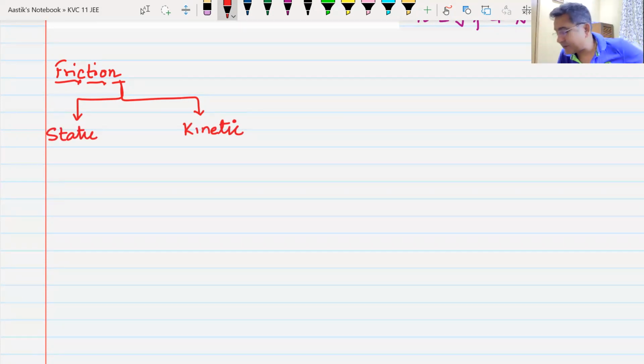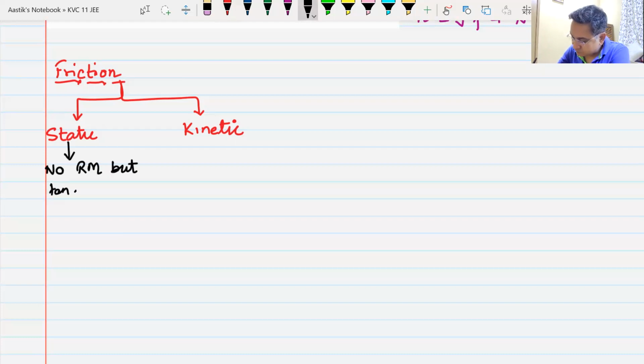Now, when does static friction come into the picture and when does kinetic friction come into the picture? Whenever there is no relative motion, but there is a tendency, but the relative motion can happen, relative motion wants to happen, then the friction force acting on the body or between the two bodies is known as static friction.